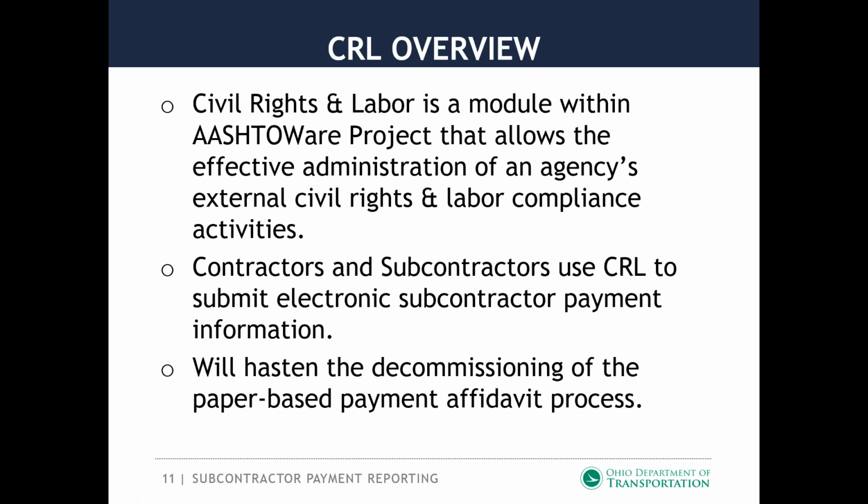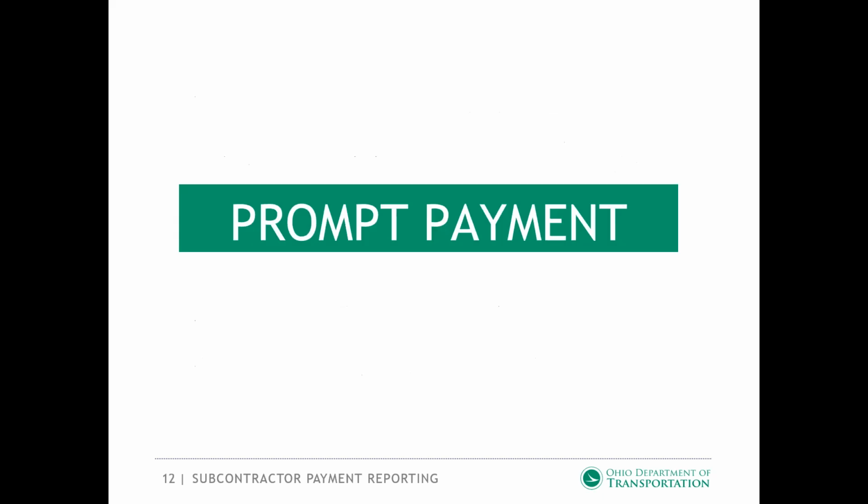So CRL, Civil Rights and Labor, is a module within Ashgate Project that allows for the effective administration of an agency's external civil rights and labor compliance activities. So contractors and subcontractors use CRL to submit electronic payment information. And this will hasten the decommissioning of the paper-based payment affidavit process. So prompt payment.